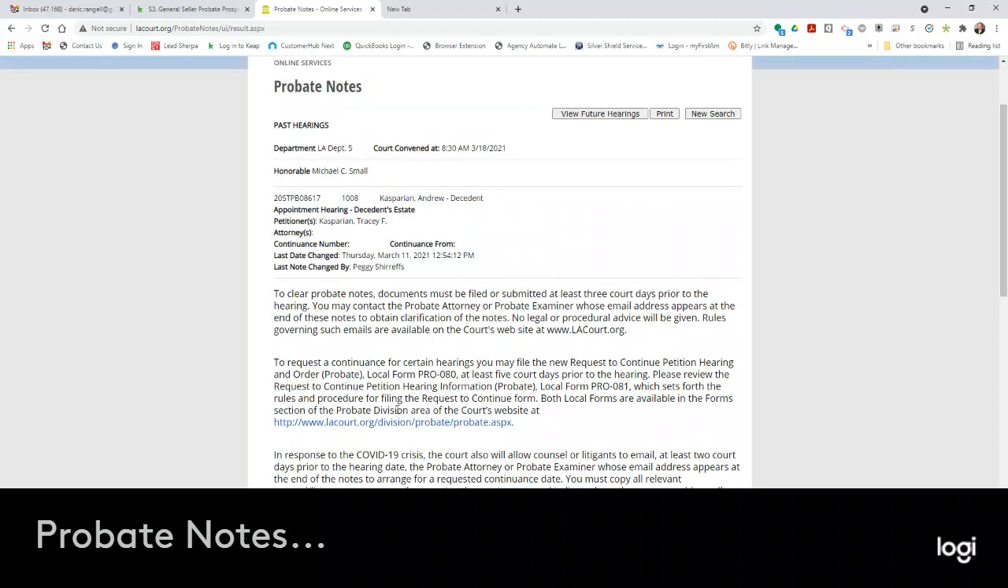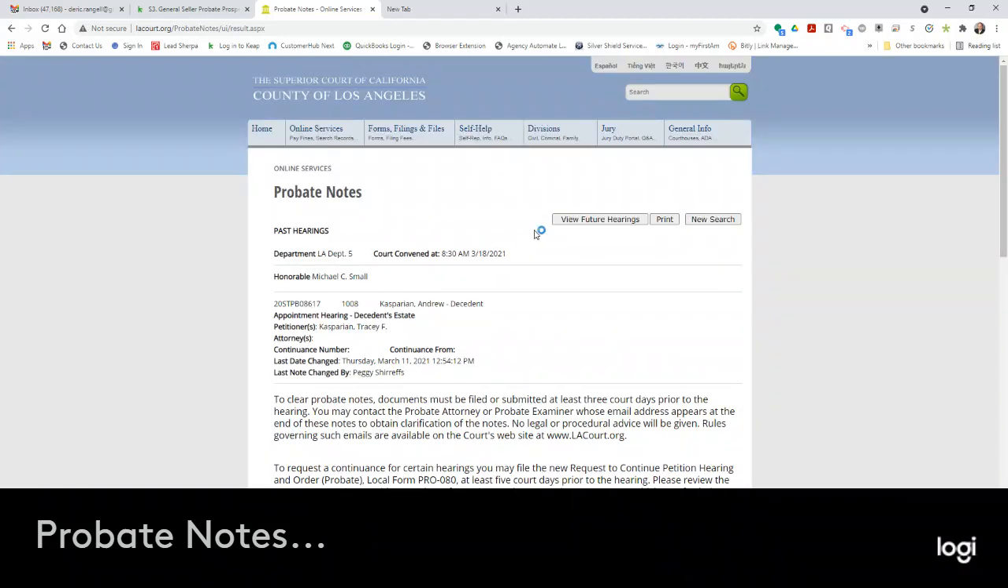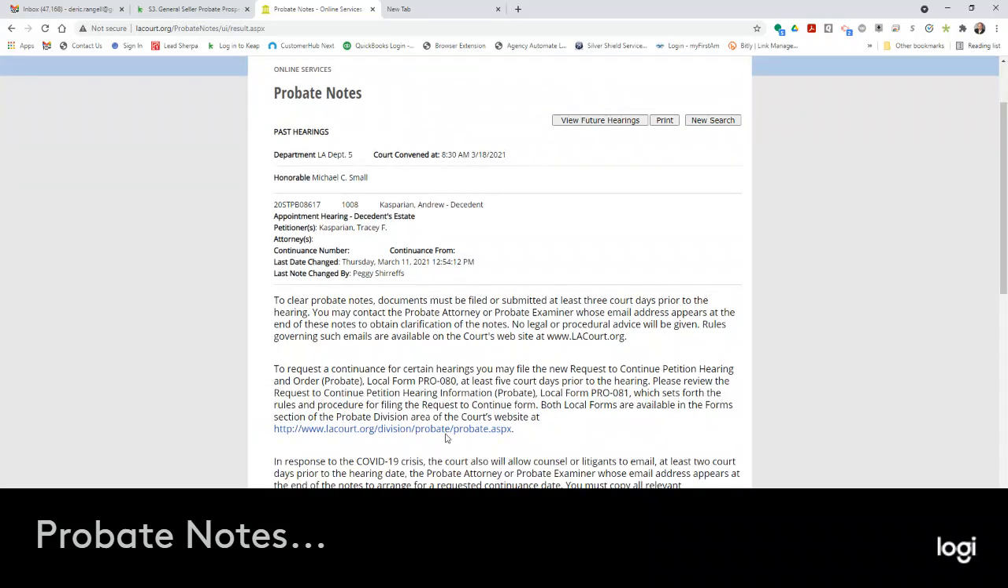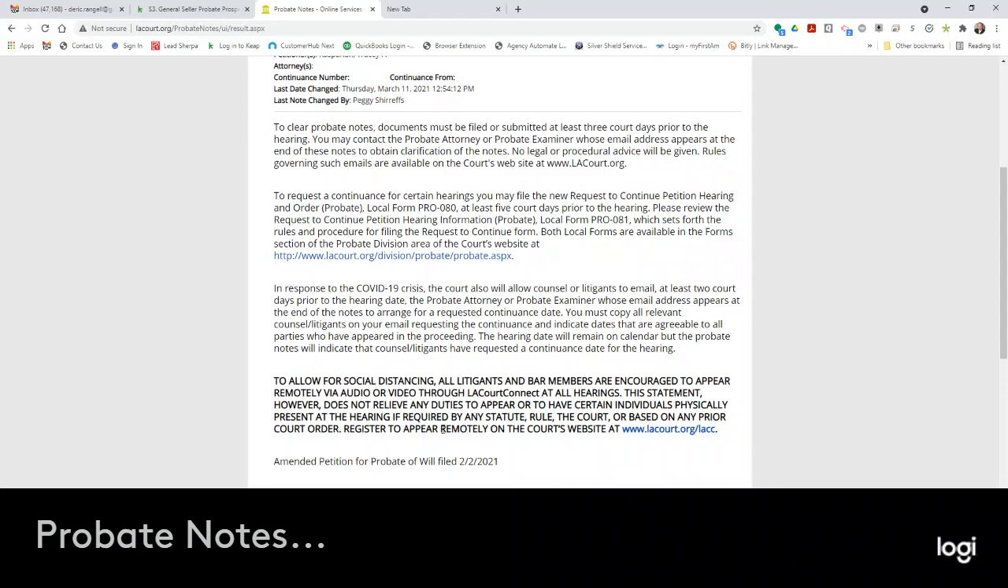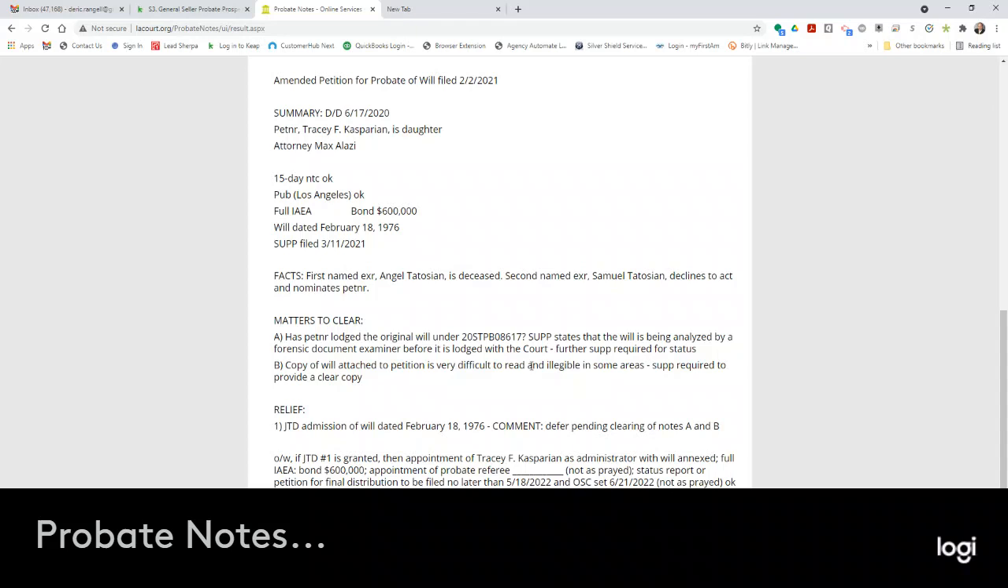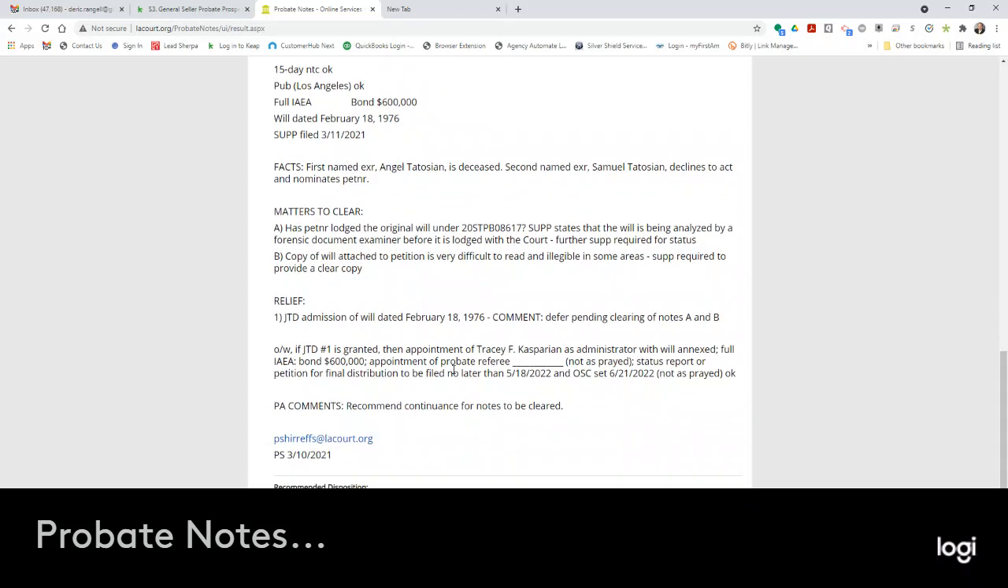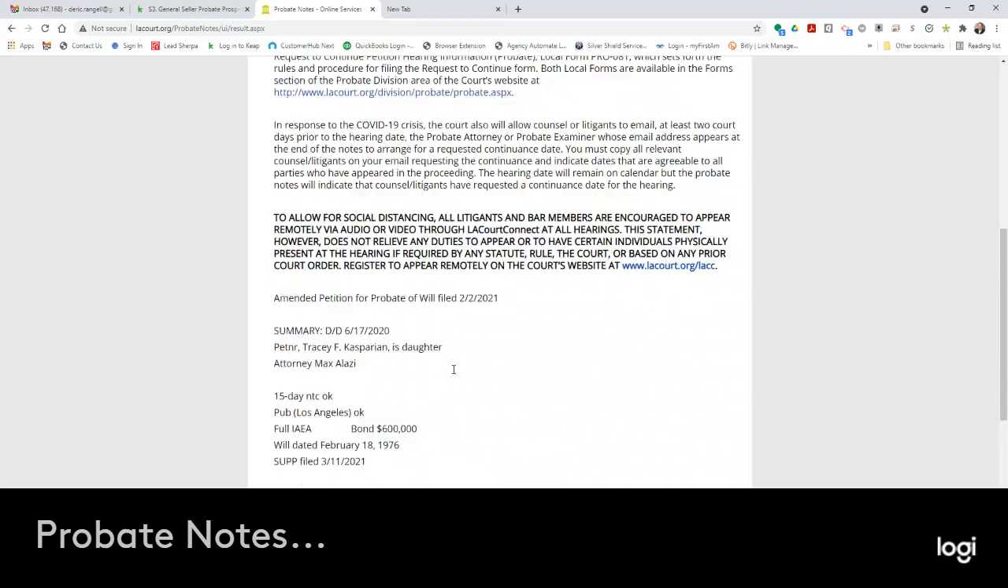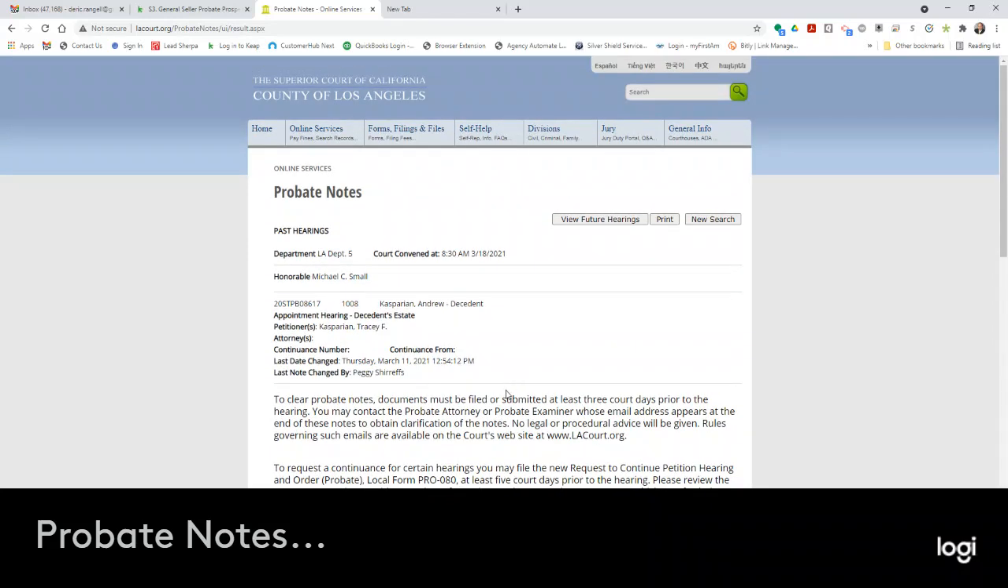But the important thing is that when you have a hearing, like I said previously, you know that these supplements are submitted to the courts prior to your hearing date so that the probate attorney has time to review them and make a recommendation for the calendared hearing that you have. So hope this helps you understand that better.